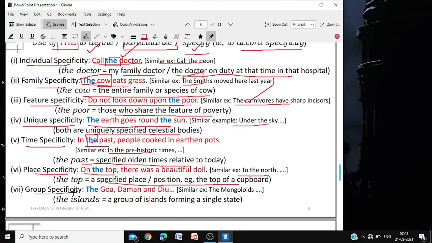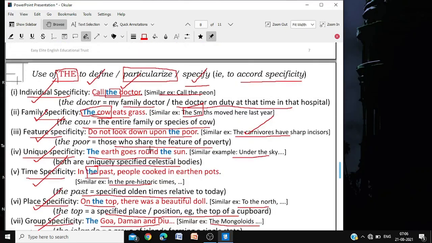Group specificity. The Goa, Daman and Diu. Similarly, the Mongoloids. The group of islands. So we can have individual specified, a family or species specified, a feature or common property specified like the poor, a unique body specified, time may be specified, place may be specified, group may be specified. In all these cases, when we specify, we use the definite article the.